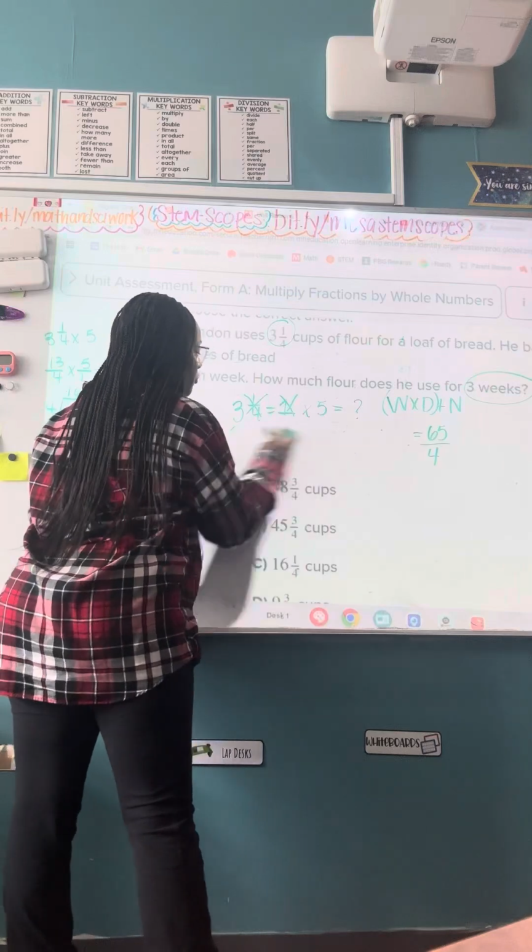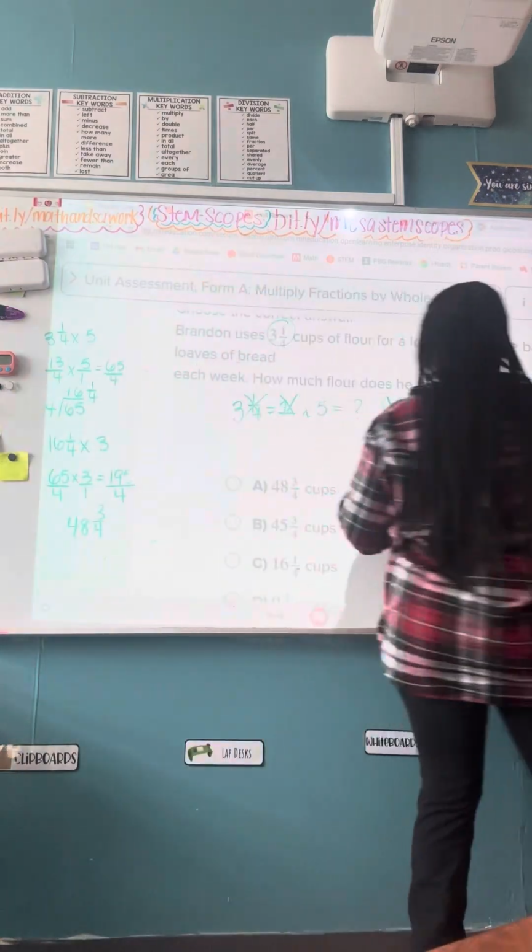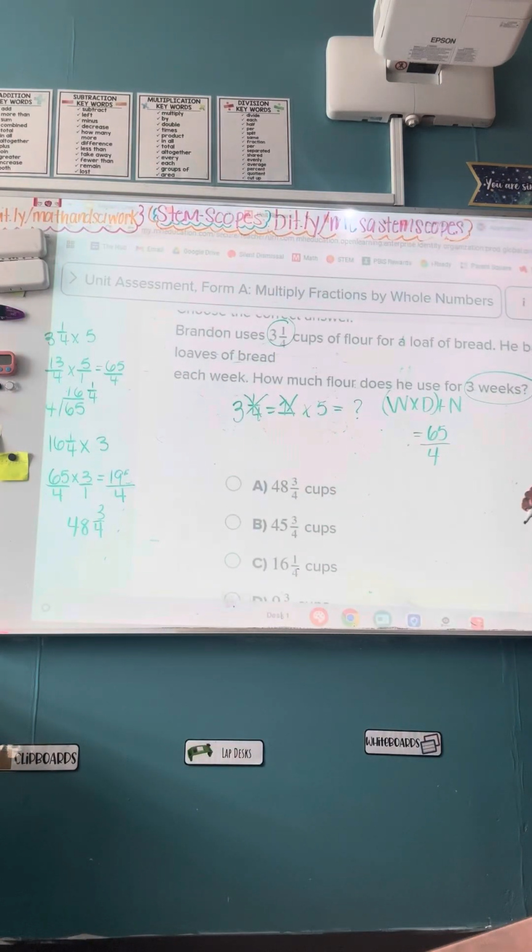Okay, so I'm going to erase this for now because we have how much he uses for 5 loaves of bread for 1 week. Now we have to multiply this number times 3 weeks. So how much flour does he use for 3 weeks? Again, this is a whole number, this is a fraction. I need to turn my whole number into a fraction by simply adding 1 as my denominator. And then I'm going to multiply across. 65 times 3 equals 195. 4 times 1 equals 4.